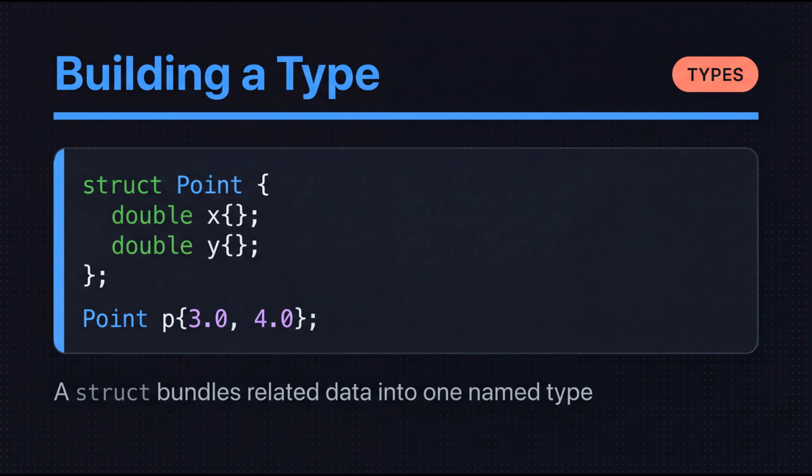The simplest way to bundle related data is a struct. Here we define a point with two doubles, x and y, both initialized to 0 with empty braces. Then we create a point with values 3 and 4. A struct groups related values under one name. Instead of passing x and y separately to every function, you pass a point. The type gives meaning to the data. This is the first step toward designing your own types. Identify values that belong together and give them a name.